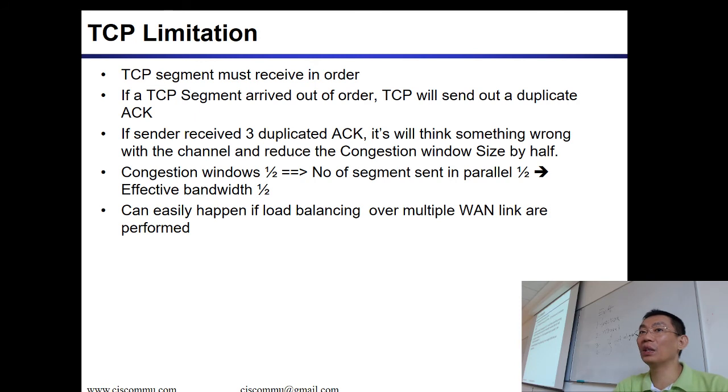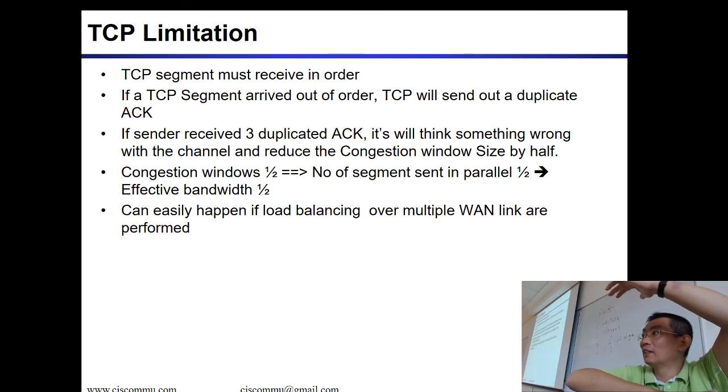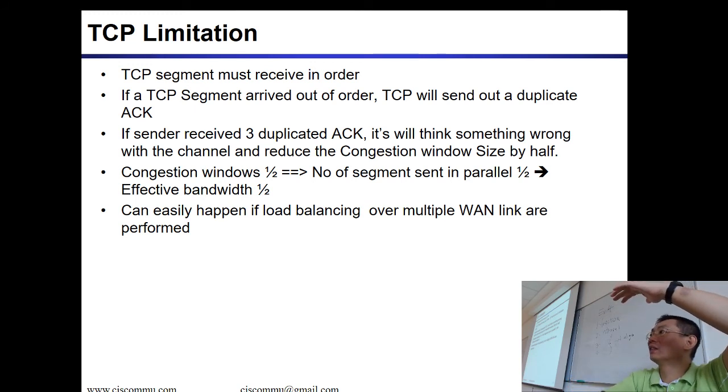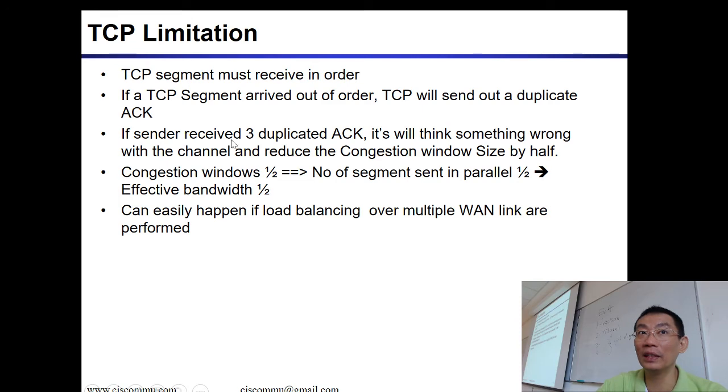This can easily happen if you load balance multiple WAN links together. Let's say between one source and destination, you want to have 2 links. So some TCP will go here, some TCP will go the other way. Then the packets will arrive out of order. So when out of order, the TCP may think that there is congestion.